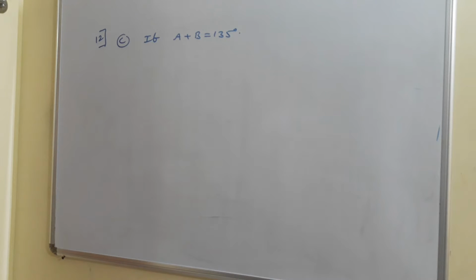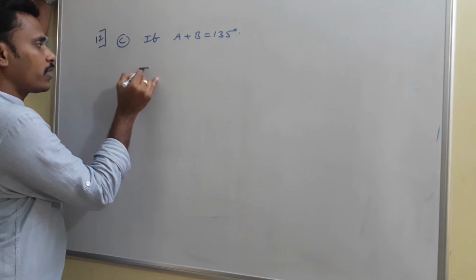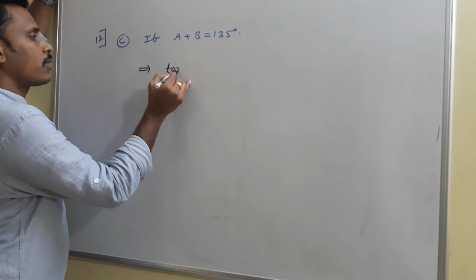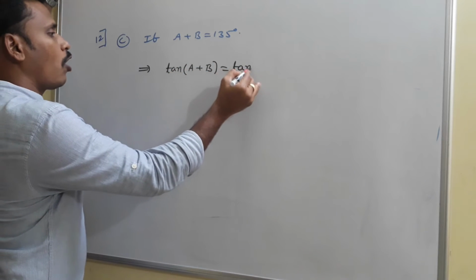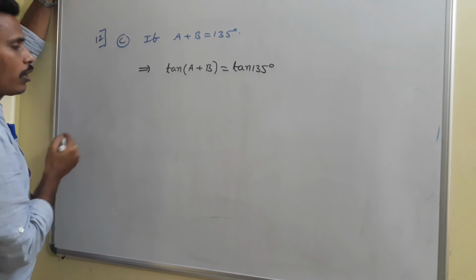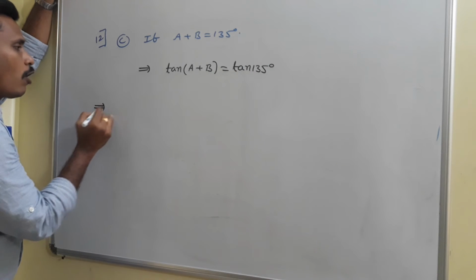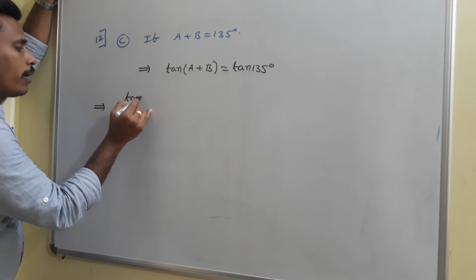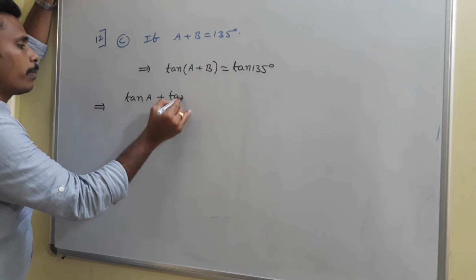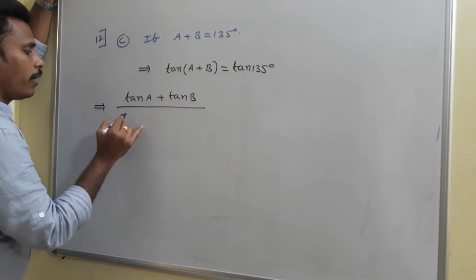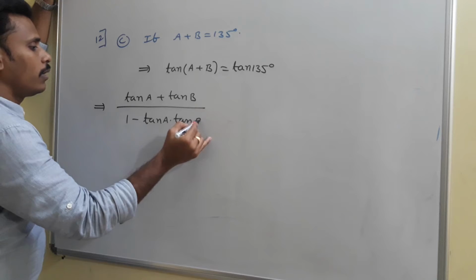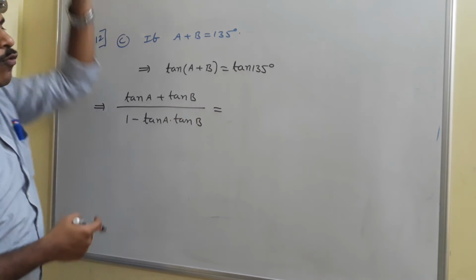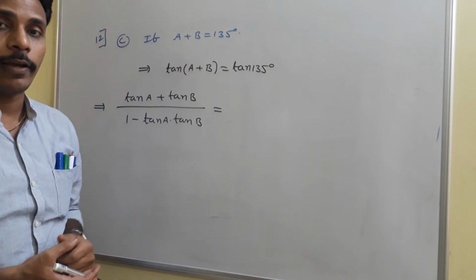And now, if a plus b is equal to 135, again apply tan on both sides just as in the previous cases. So this implies tan of a plus b is equal to tan of 135 degrees. And on the left side, tan of a plus b is how much? Tan a plus tan b divided by 1 minus tan a into tan b is equal to, what do you say about tan of 135 degrees?